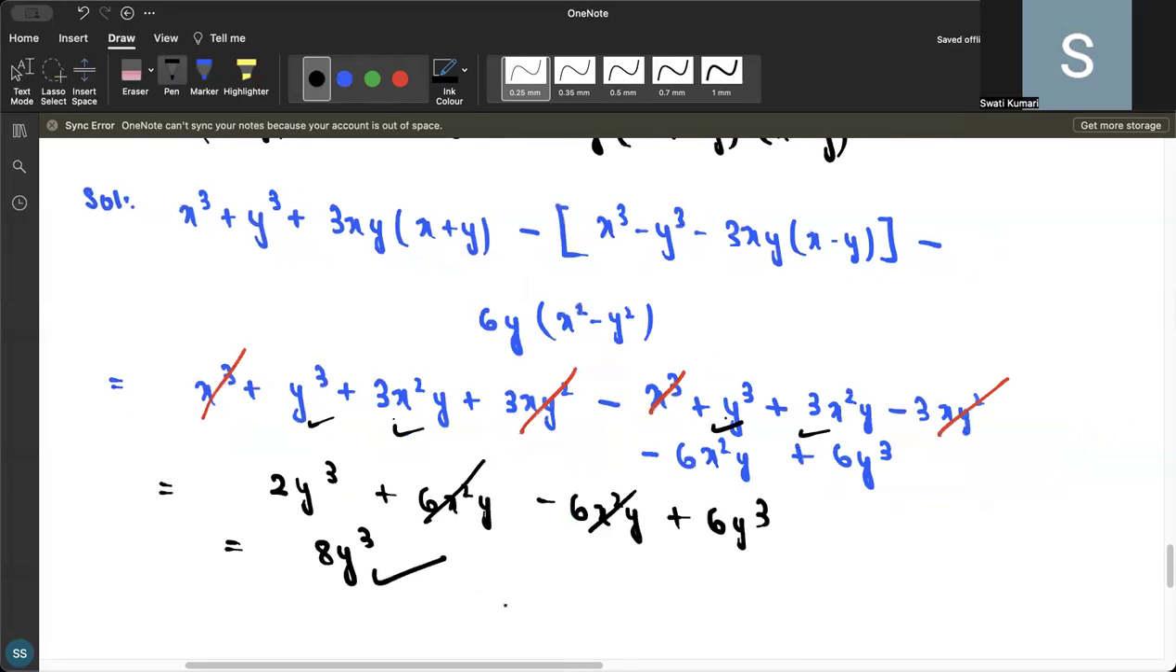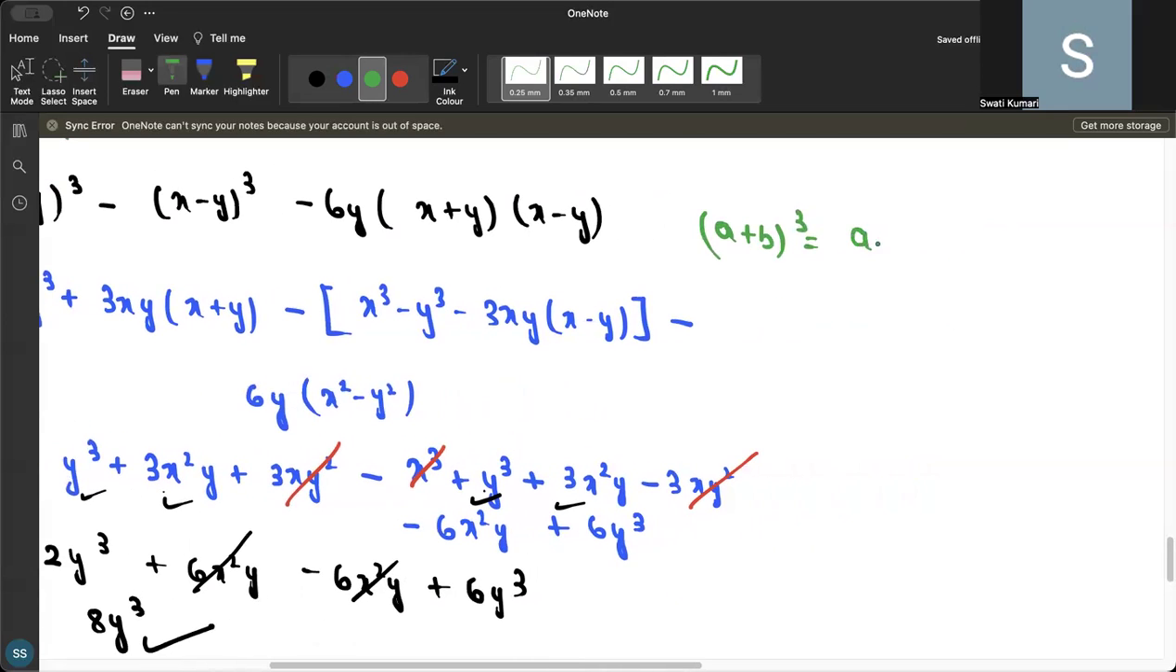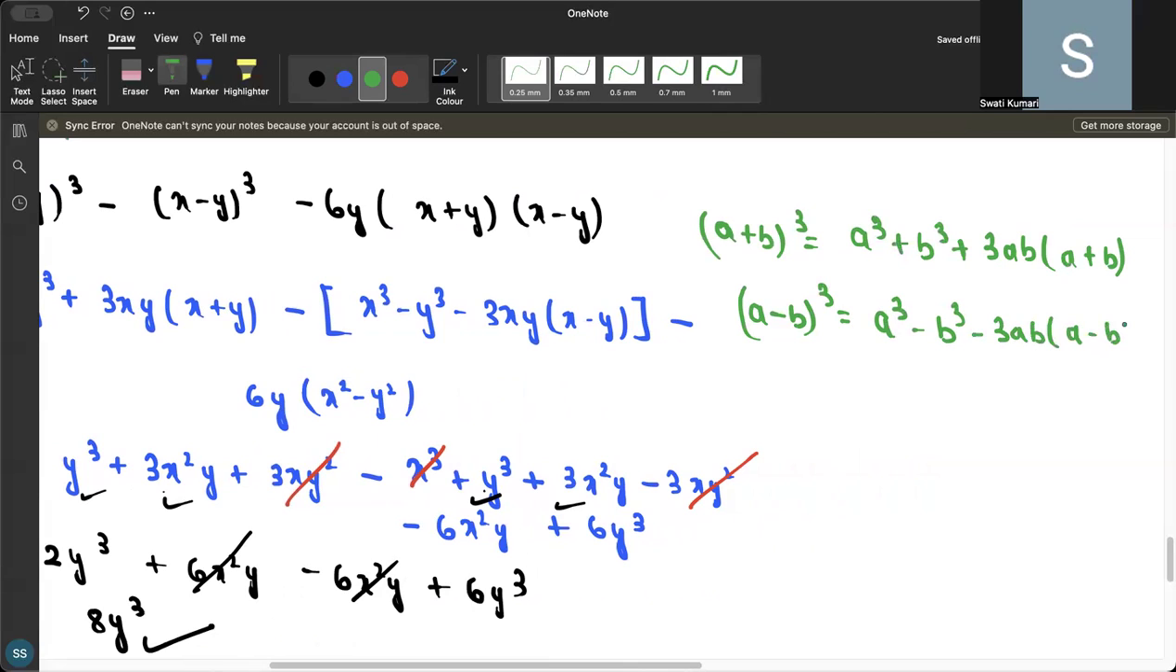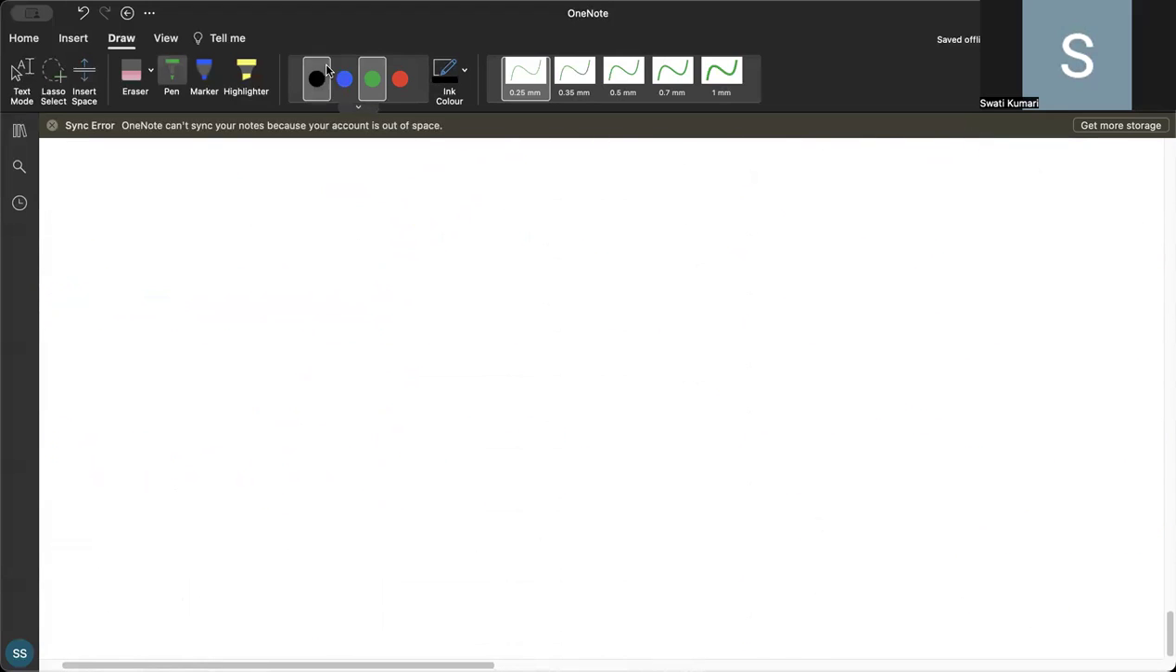So which two formulas have I used here? I have used two formulas. Formulas of a plus b whole cube, which is, I'm writing all the formulas also on the side. If you want, you can just write down the formulas. It's a cube plus b cube plus 3ab into a plus b. And a minus b whole cube, the formula will be same formula with the negative sign. a cube minus b cube minus 3ab into a minus b. That's the formula. So we are done with question number 7. We are going to question number 8 now.